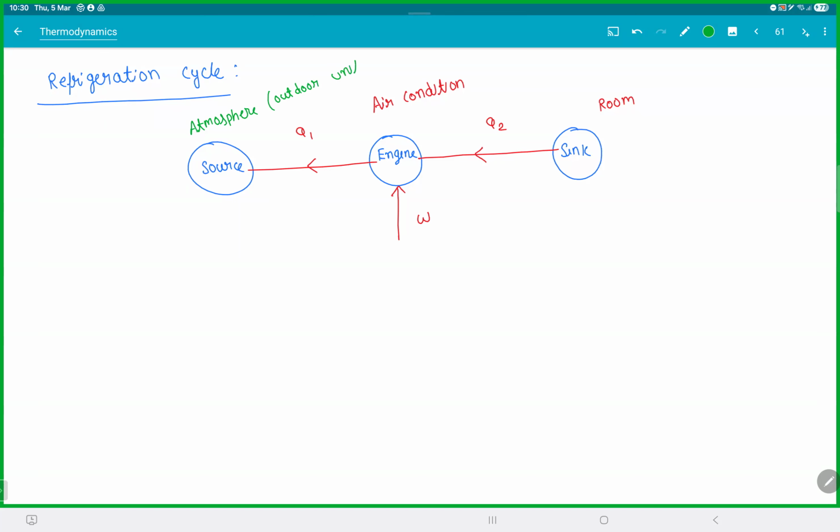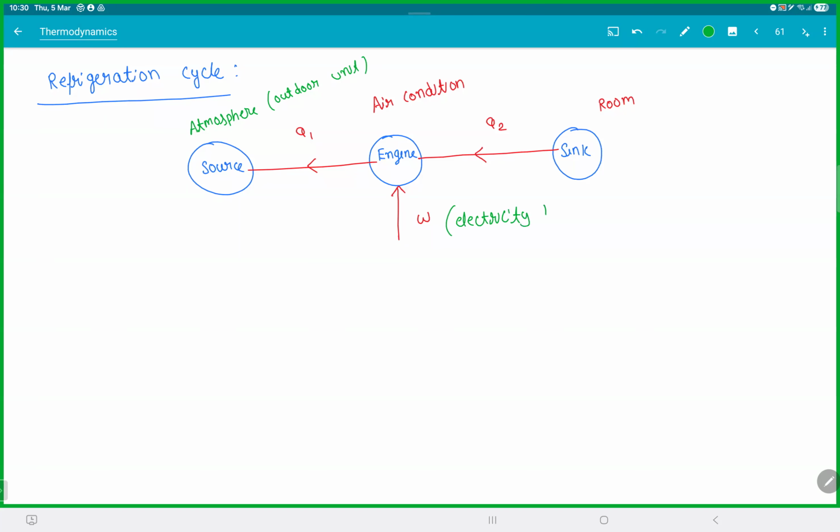So basically you remove heat from the room, right? And then you remove Q2 heat from the room and you throw it into the atmosphere, Q1. Did you ever stand beside an outdoor unit of an AC? You get very hot air from there. Ever observed it? So where are you getting that from? Basically, all the heat is removed from the room and it is being pushed out.